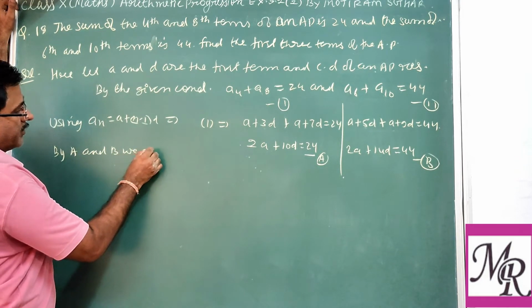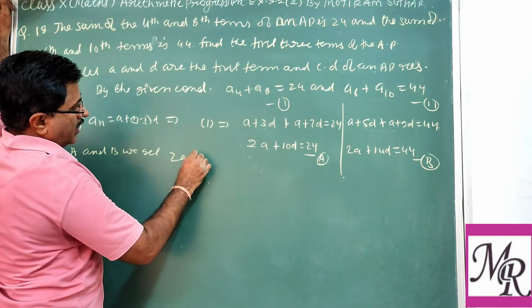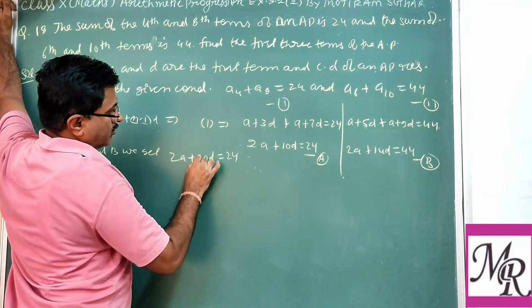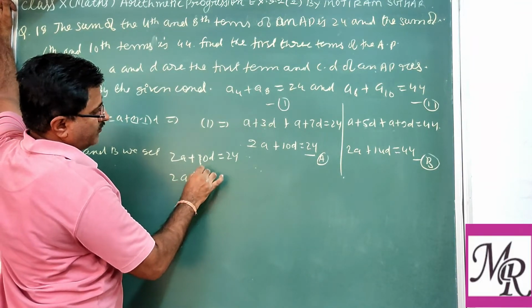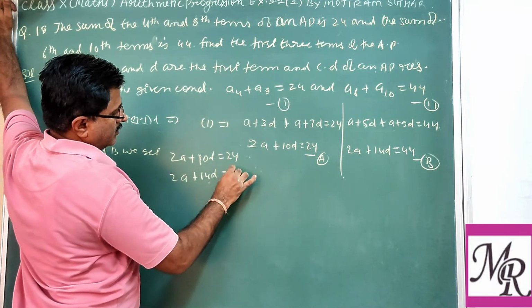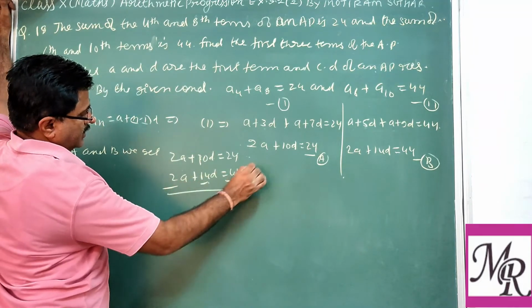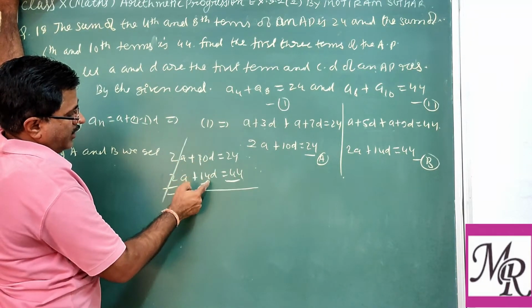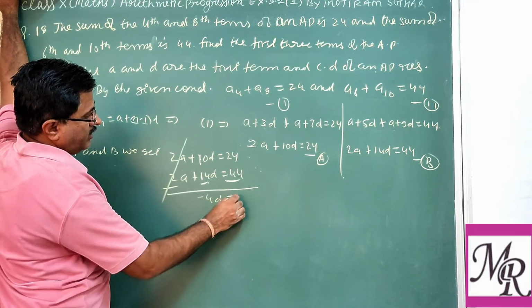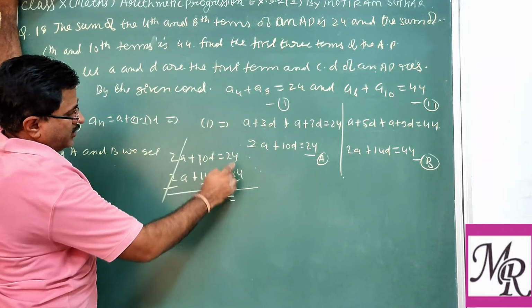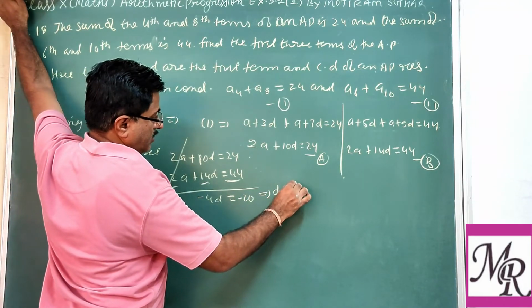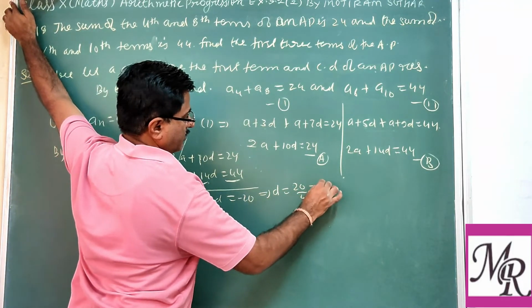we get 2a plus 10d equal to 24. We subtract 2a plus 14d. So subtract, change the sign of the second one. 2a minus 2a cancel. 10 minus 14 is minus 4d. 24 minus 44 is minus 20. So you get d equal to 20 by 4 equal to 5.